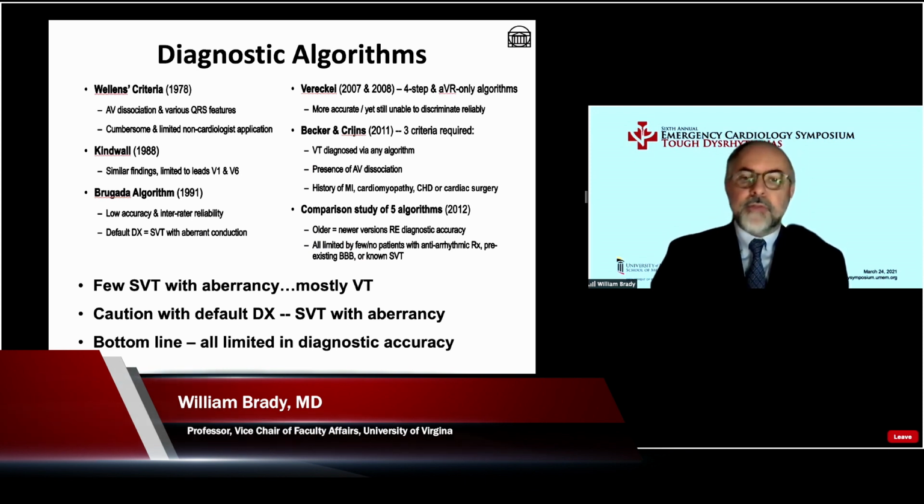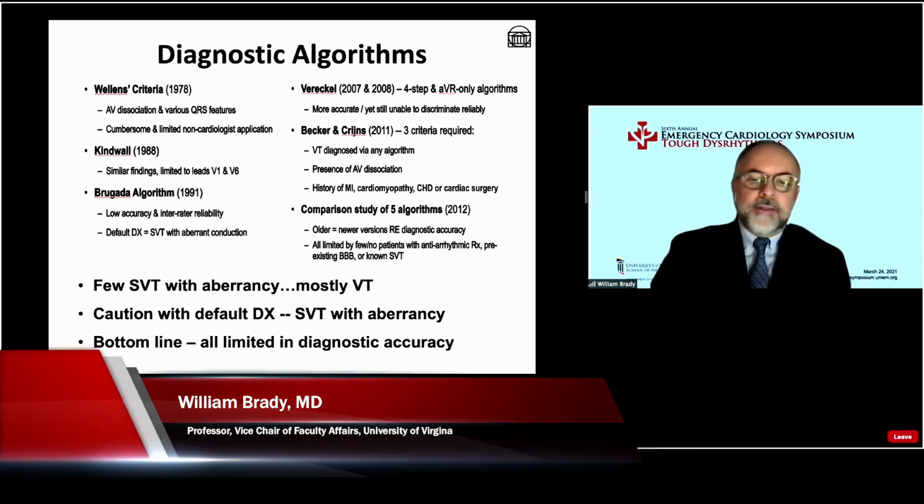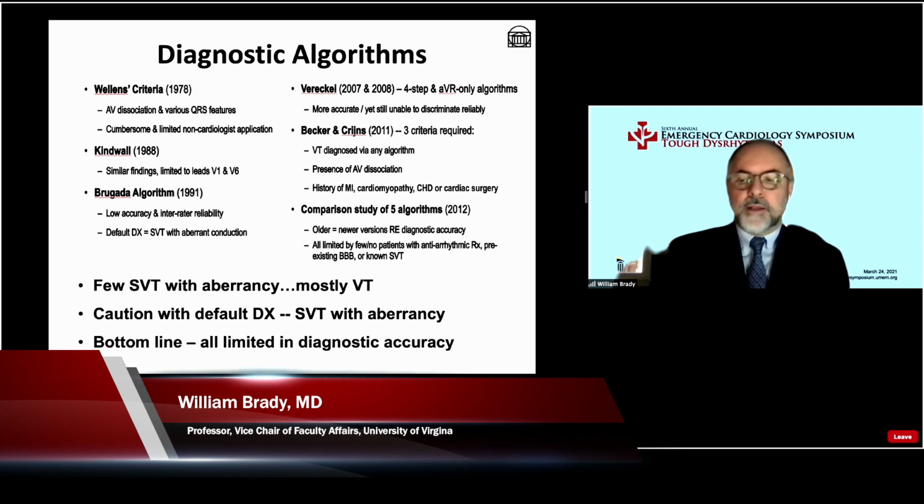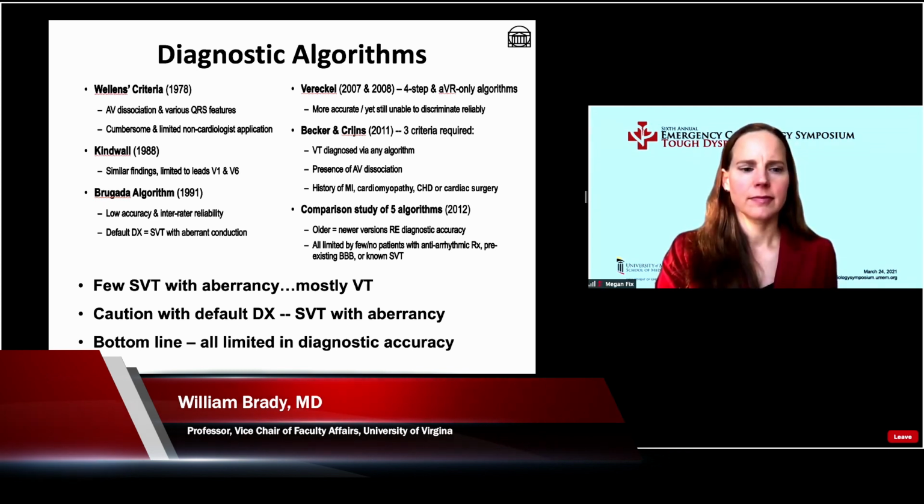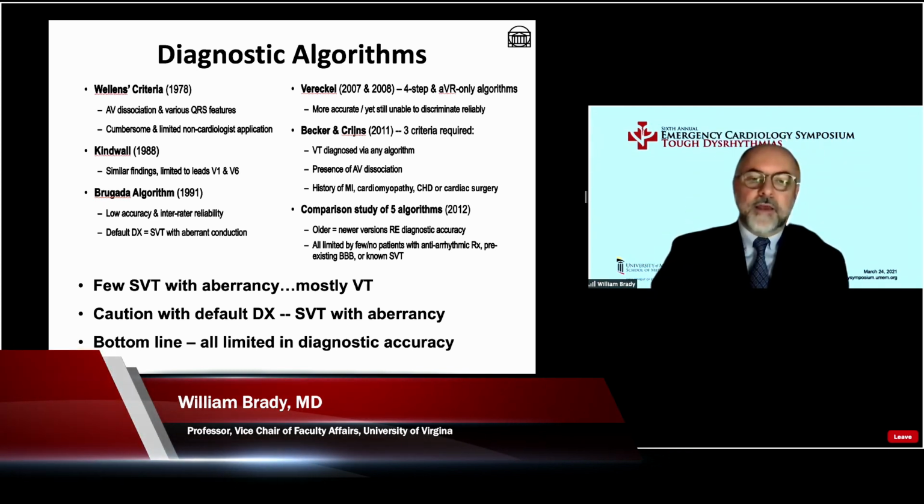And so what are some of the issues here? First of all, these are all written by cardiologists who are very knowledgeable and truly experts in rhythm diagnosis and management. But most of these rhythms were VT in these data sets. SVT with aberrancy wasn't represented to the extent that we see it in the emergency department. So these rules really weren't developed in the setting of the emergency department. In fact, they were developed for CCU and electrophysiology laboratory use.